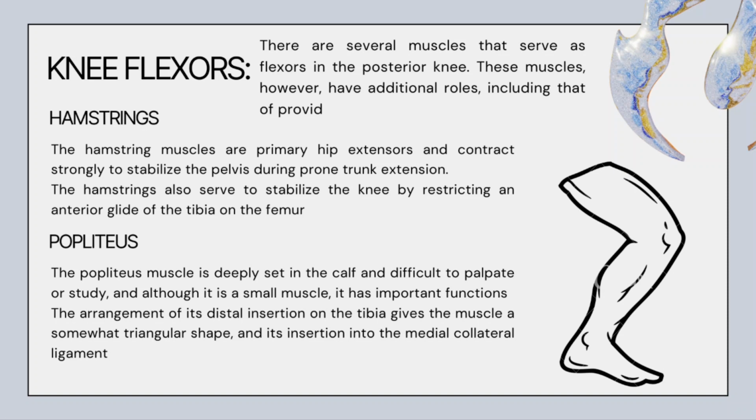There are several muscles that serve as flexors in the posterior knee. This muscle, however, have additional roles including hamstrings and popliteus. Ano ba ang hamstring? This is the muscle are primary hip extensors and contract strongly to stabilize the pelvis during prone trunk extension. The hamstring also serves to stabilize the knee by restricting an anterior glide of the tibia on the femur.